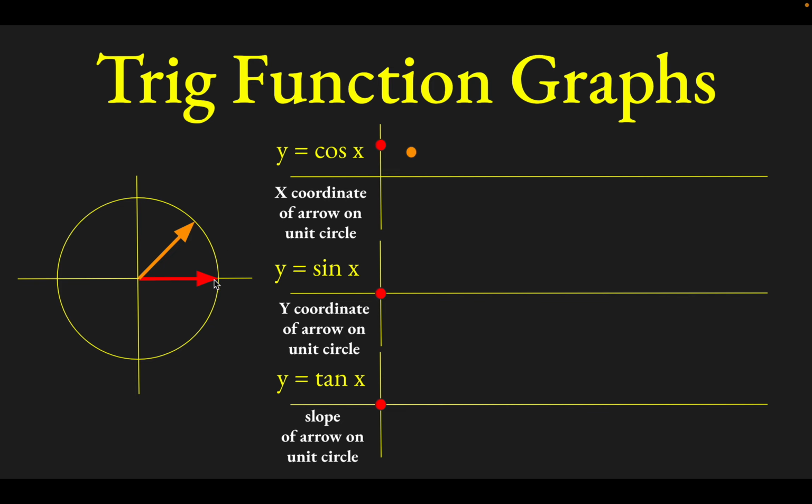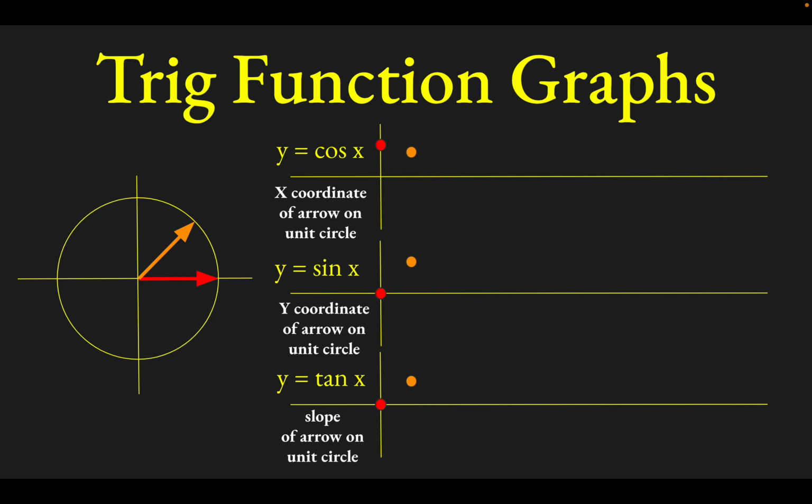Sine, which was 0, which is the y-coordinate, now we've grown in y. So now we're up here. That's our y-coordinate of the tip of that arrow. And then the tangent is the slope of that orange arrow, which you can tell that the slope here would be 1 if that's at 45 degrees. So that's going to start there.